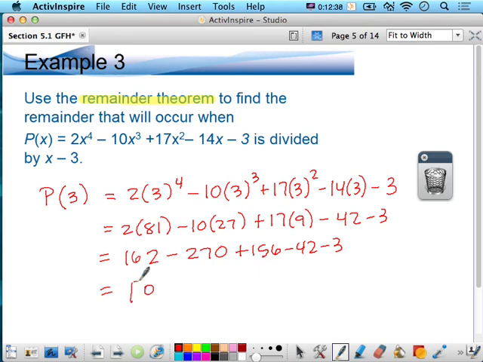which is really interesting. So let's stop for a minute and talk about it. Have we answered the question? I was asked to find the remainder, and we know that p of 3 equals the remainder. So in this case, yes, the remainder is 0. But what does it mean for polynomial division when we get a remainder of 0?